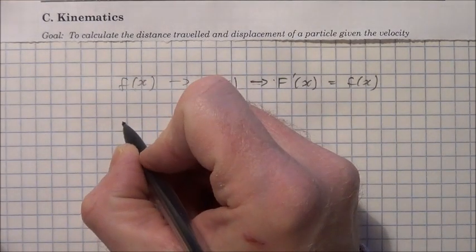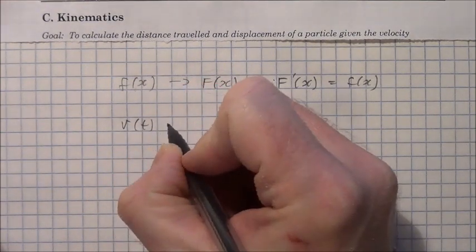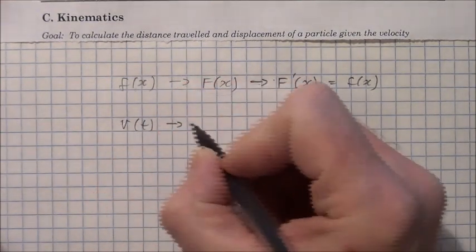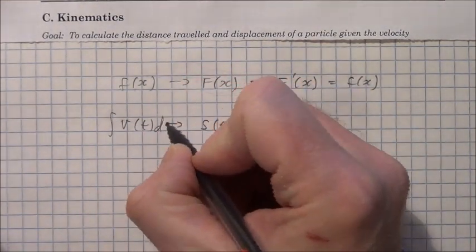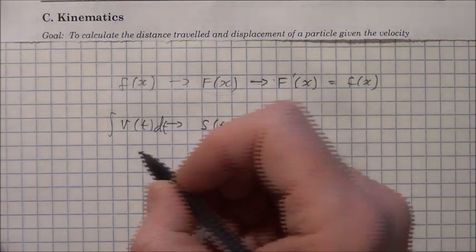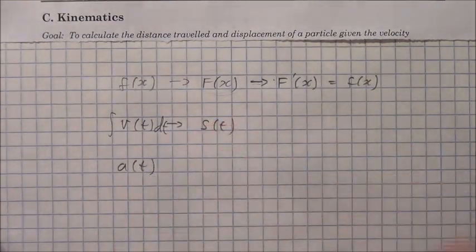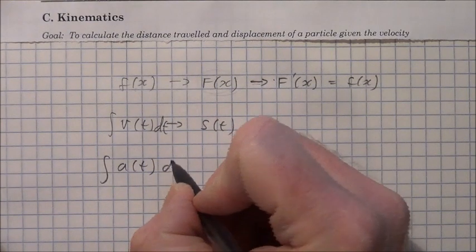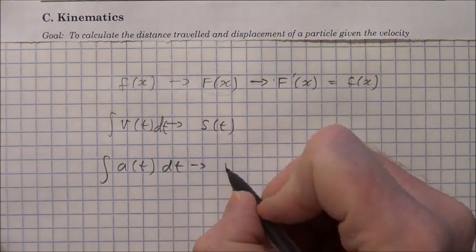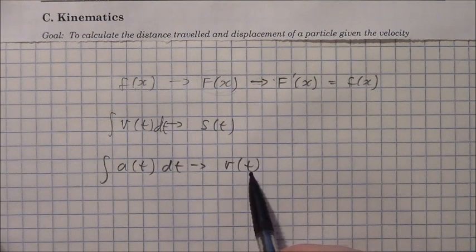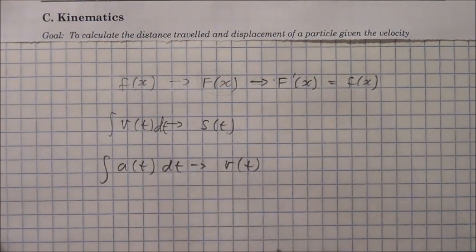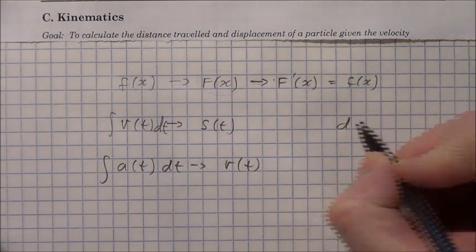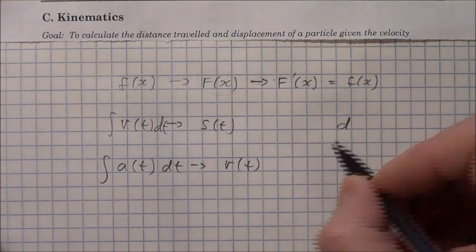So if I know the velocity function, then I can find the displacement function by taking the antiderivative of that. If I know the acceleration function, I can take the antiderivative of that to give me the velocity function. And then once I know that, I can take the antiderivative of the velocity function to give the displacement function.